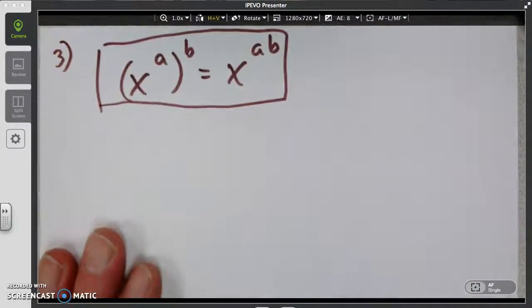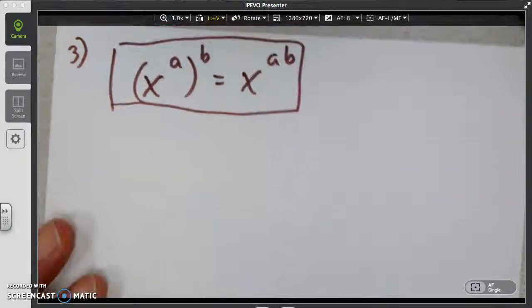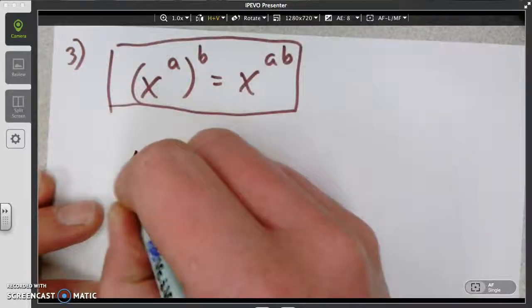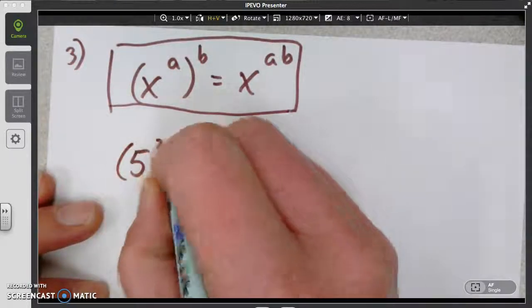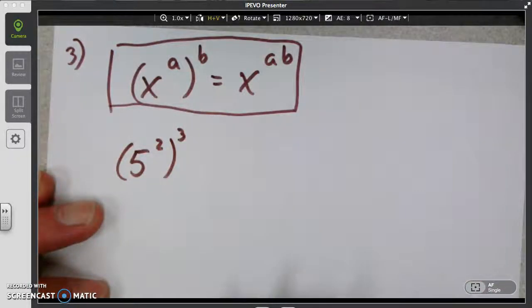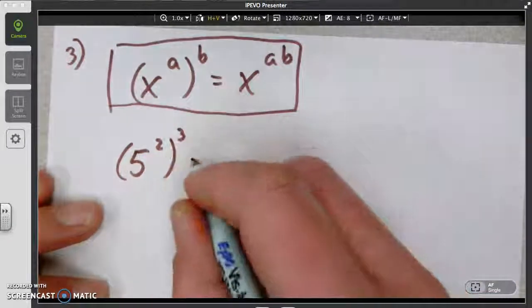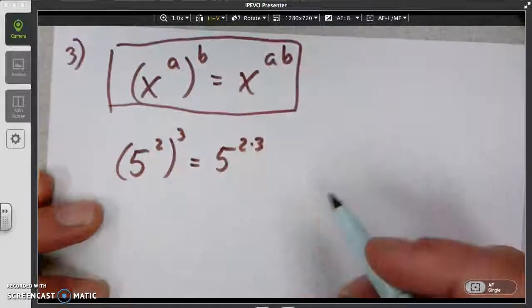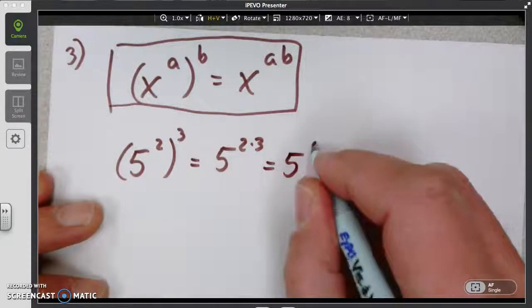Okay. So, again, that barely makes any sense because there's no numbers in there. Let's get it back to numbers. 5 to the 2 to the third. So what it's telling us here is that'd be 5 to the 2 times 3, because (a^b)^c is a to the b times c, or 5 to the 6.